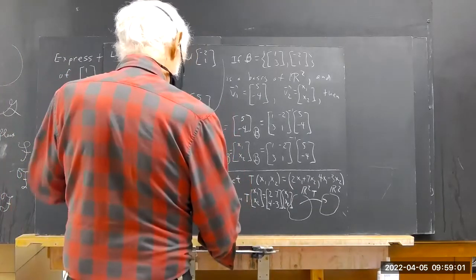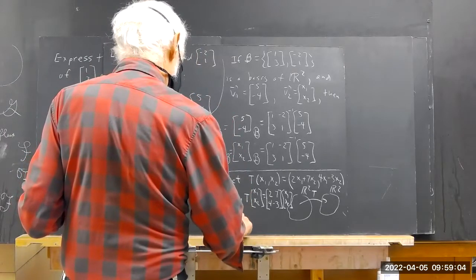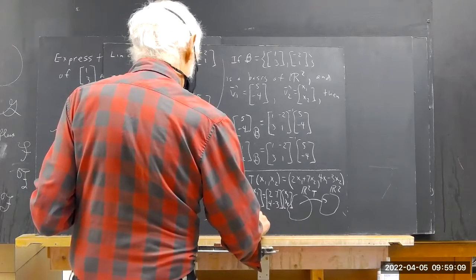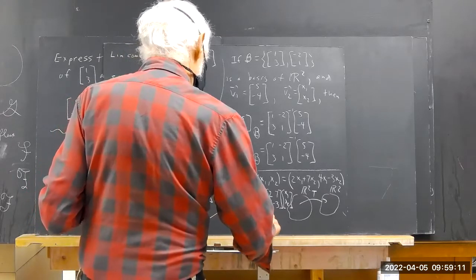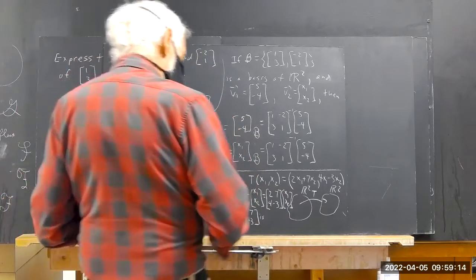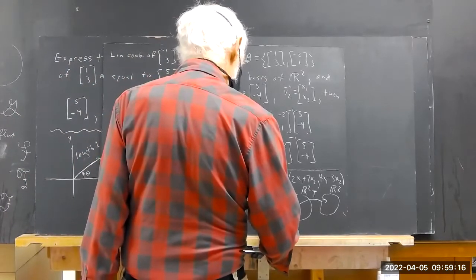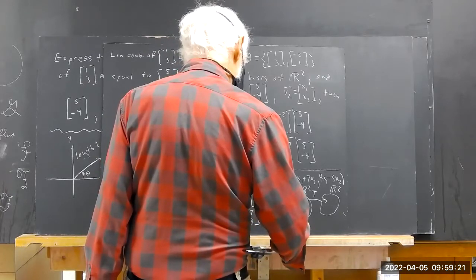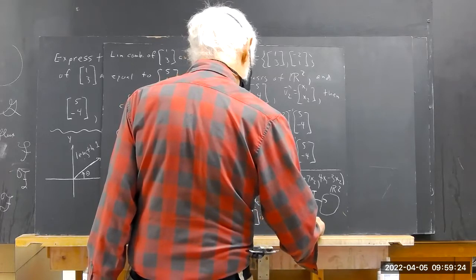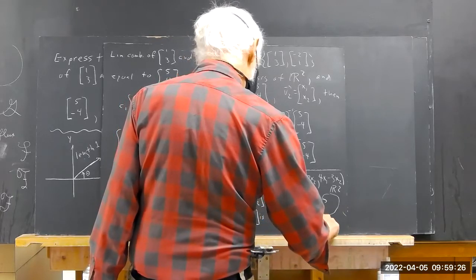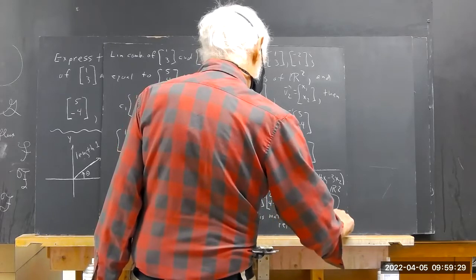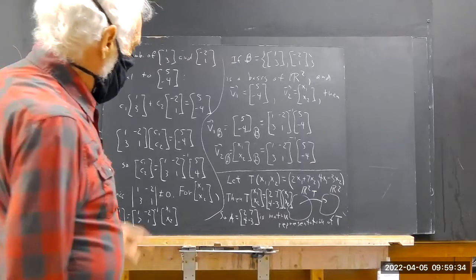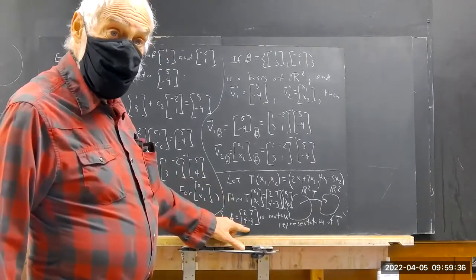Okay, so A equals 2, 7, 4, -3 is a representation of T. Okay. This is relative to the standard basis.